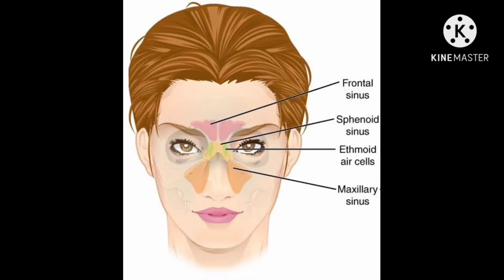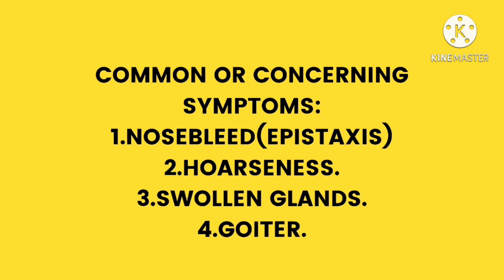Paranasal sinuses are air-filled cavities lined with mucous membrane. Only frontal and maxillary sinus are available for examination. The common and the concerning symptoms of nose are nosebleed or epistaxis, hoarseness, swollen glands and goiter.